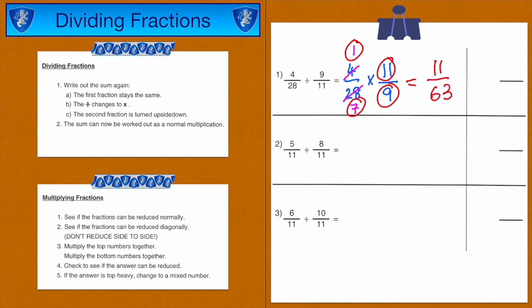Always check this to see if you can reduce it again. Let's see, there we are. Always check to see if you can reduce it. We can't do anything to that, so we just leave it there. 11/63.